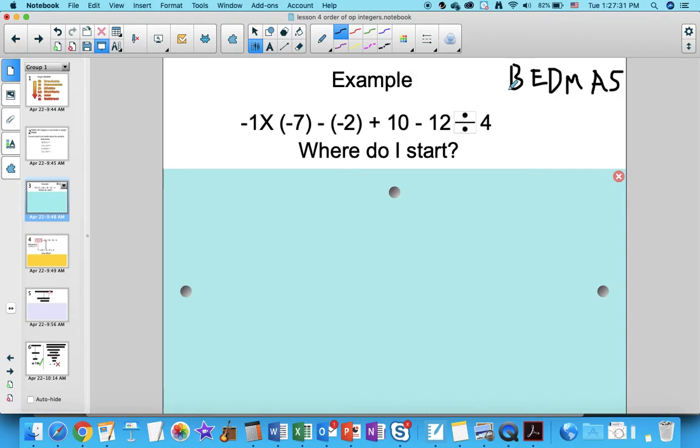Do I have brackets? Yeah, but they're only one number, so I can't do anything with them. Exponents. Do I have any powers? No. Division. I have division. However, I also have multiplication. Now, there is a special thing about BEDMAS. Division and multiplication can be used interchangeably, right? So if you see division and multiplying, you can go with either one you want first, right? You could start here, or you could start here.